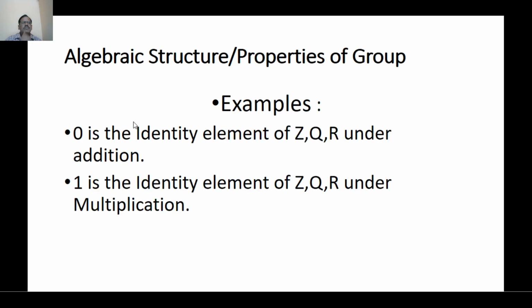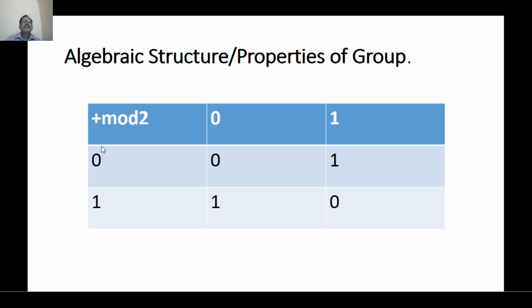For example, 0 is the identity element of Z, Q, R under addition. So 0 is the only unique identity element of Z, Q, R. I already explained. 1 is the identity element of non-zero Q and non-zero R under multiplication. It is not Z, it is Q, non-zero Q, non-zero R under multiplication. If you take modular groups, 0 acts as the unique identity element, and the inverse element is also unique.